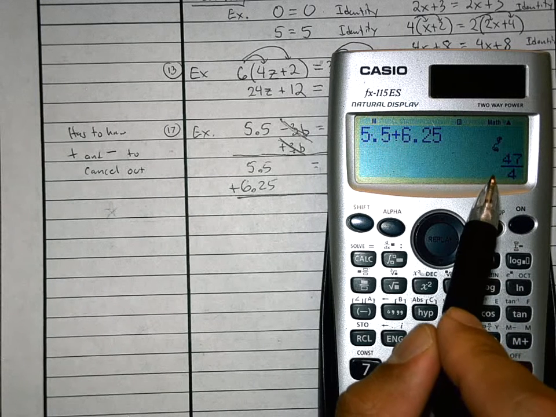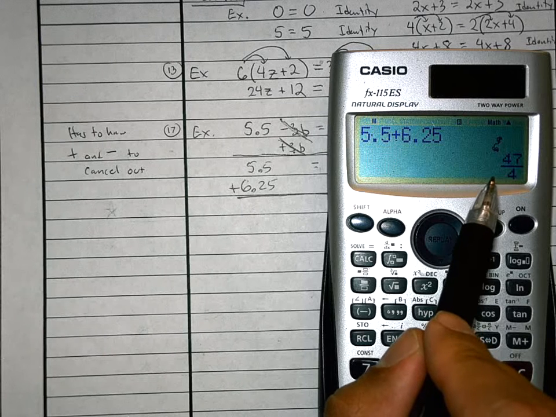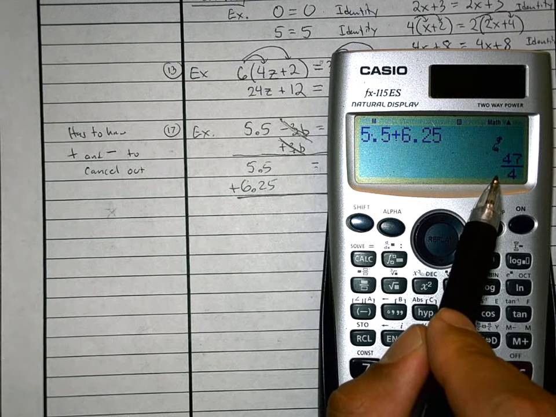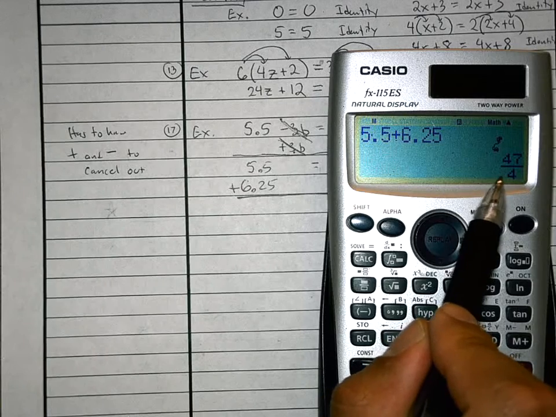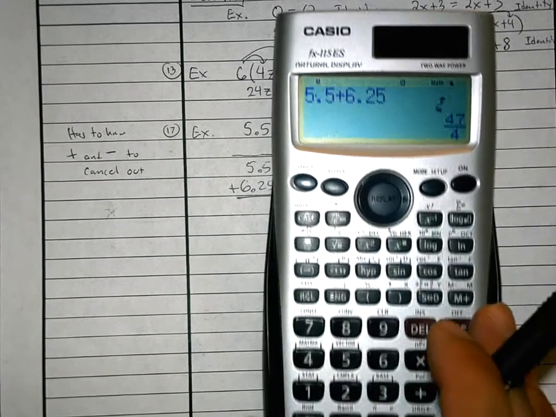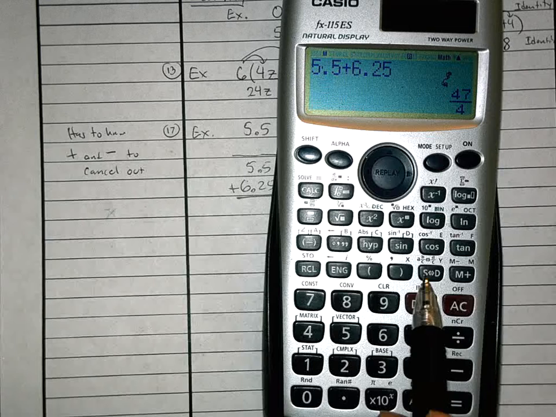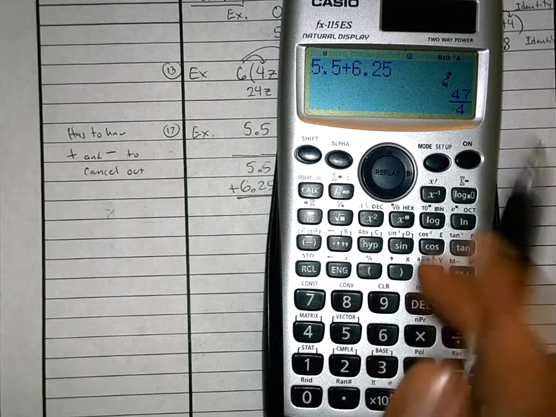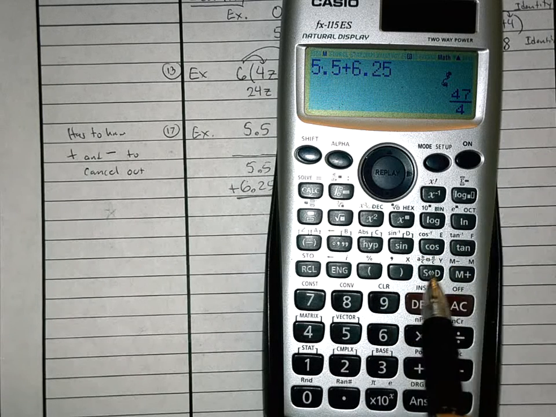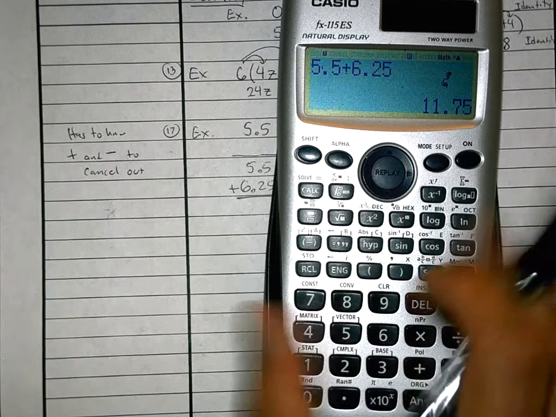This will help you later on when we're graphing slopes and stuff. But for right now, if you want to know what this is as a decimal, you have to switch it to a decimal, and there's a button for that right here where it's standard decimal. So if I press it, I can switch between fractions and decimals by pressing the standard to decimal button, which means it's 11.75.